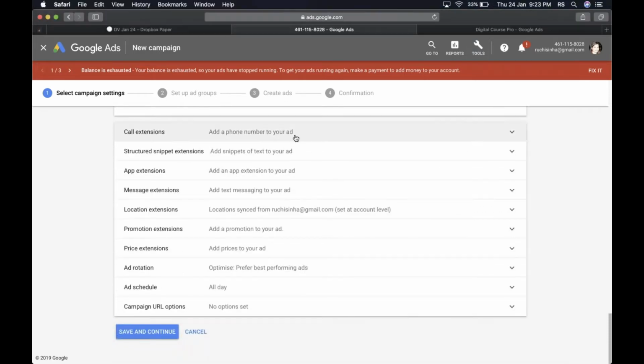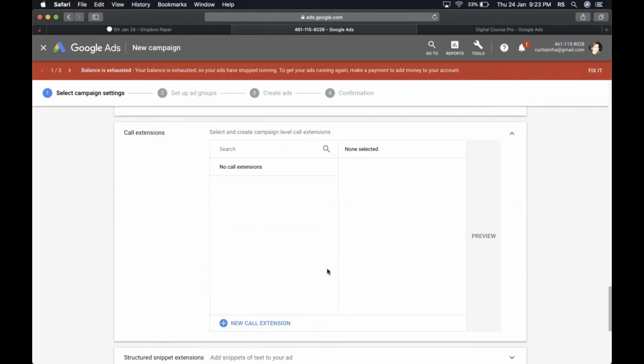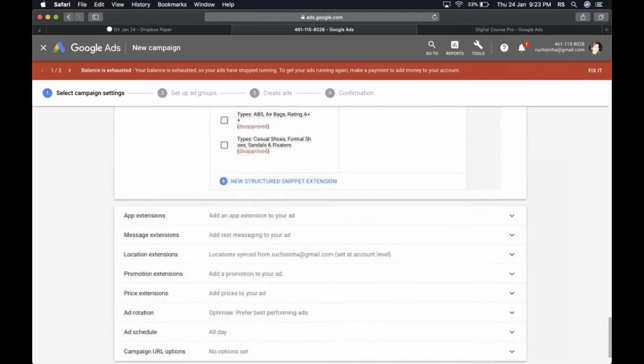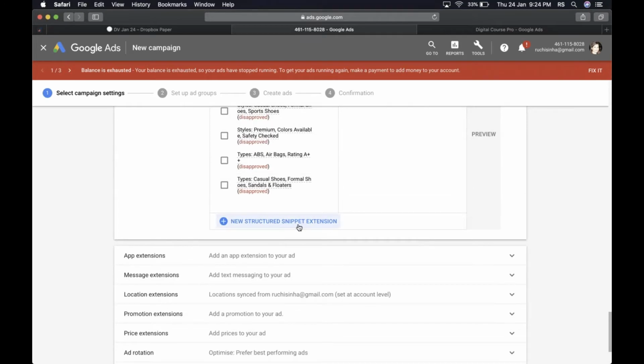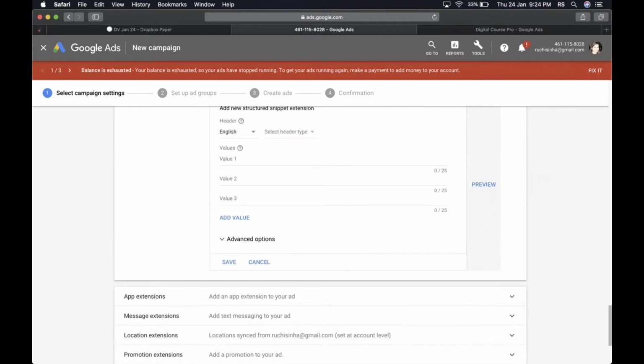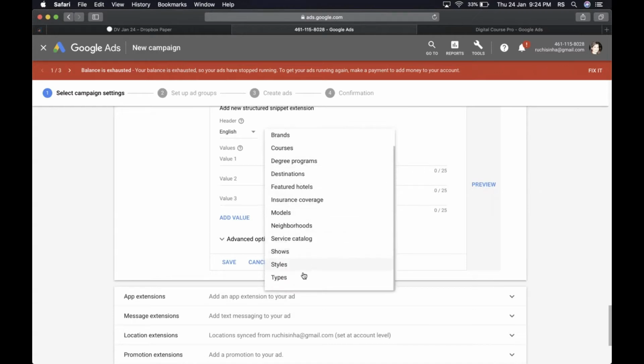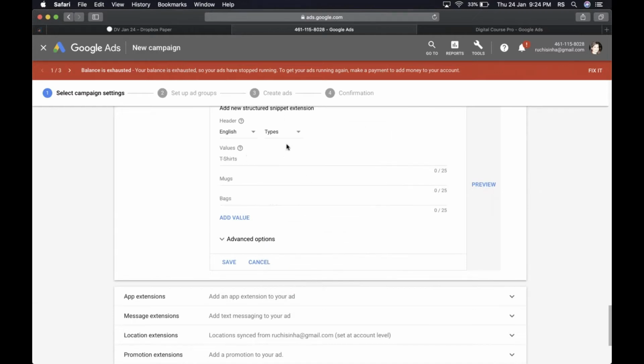Then I can go and say call extensions. If I have to add a phone number, I can add in the same way. Structured snippet, those types and all that we saw. I click on this. I have to fill all this out. What is it that is relevant for me? Suppose types or styles of shoes are relevant, then I can say styles, and I will fill the styles, one, two, three, and then save it.